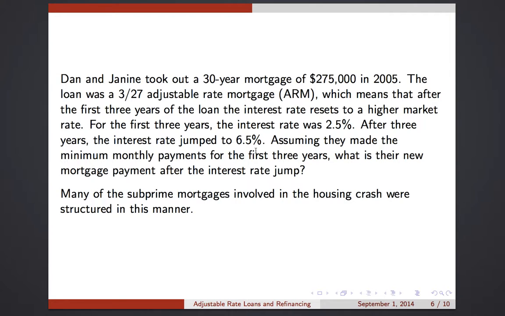So if we want to answer this question, we have to figure out how much they still owe after 3 years. If we can figure out the remaining balance after 3 years, we'll figure out the loan payment based on that, the APR of 6.5%, and the time period of 27 years.